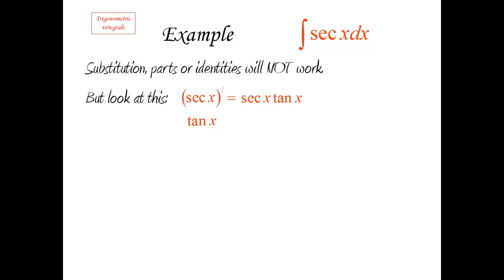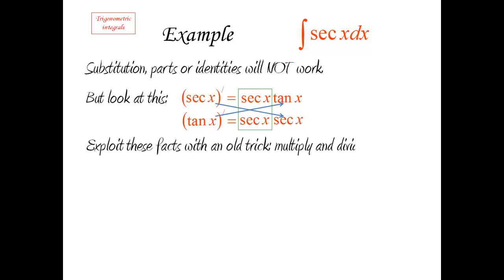Well, what about tangent itself? What is its derivative? Well, the derivative of tangent is secant squared, which I can write as secant times secant. Well, now look at those two formulae. Both of them have a factor of secant x, which is exactly what we're trying to integrate, and then the remaining factor is basically the original function but switched around. So the secant ends up being in the derivative of tangent, and the tangent ends up being in the derivative of secant.